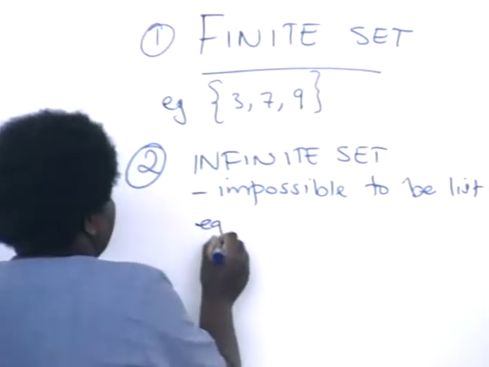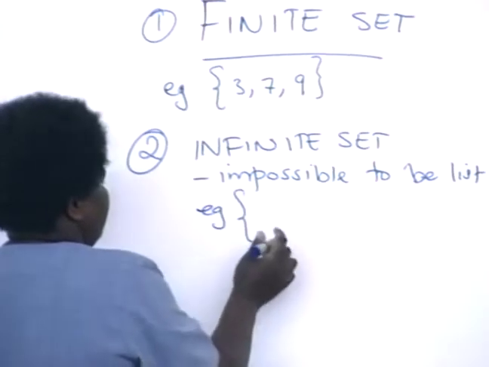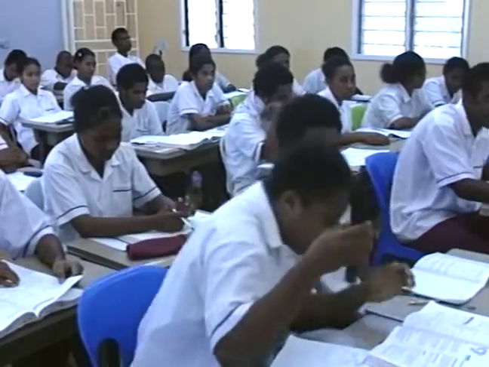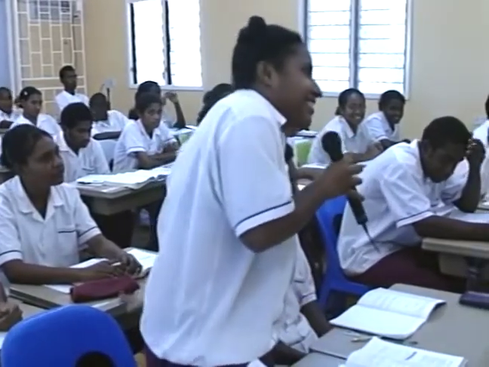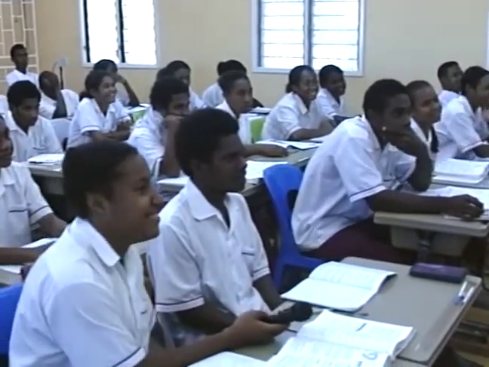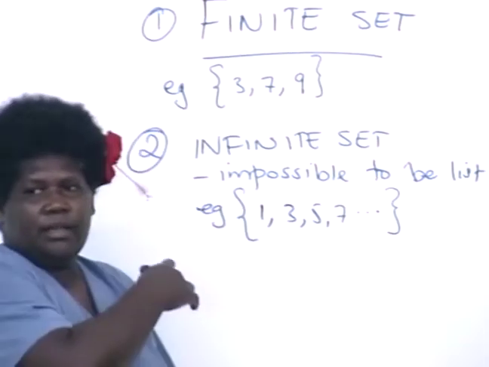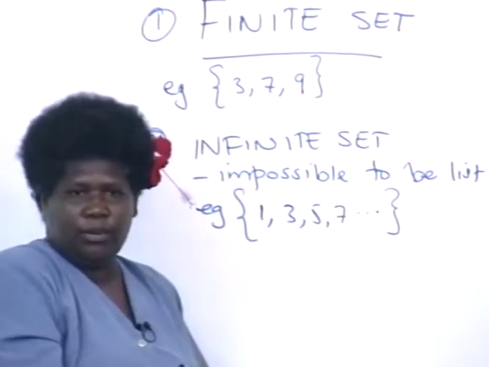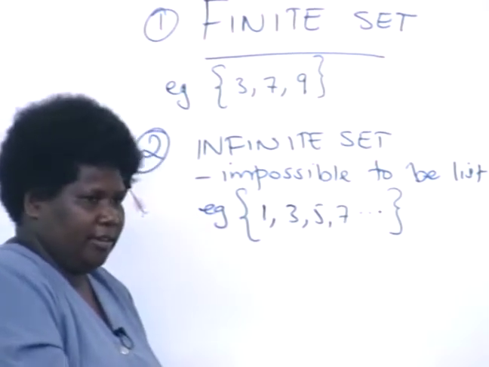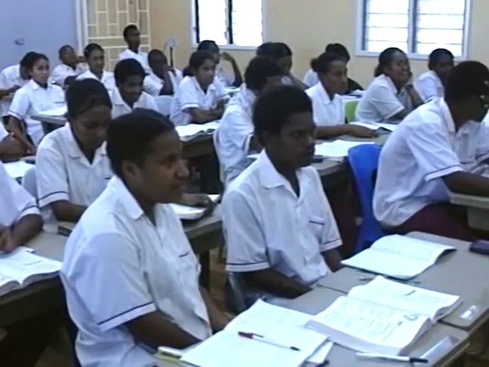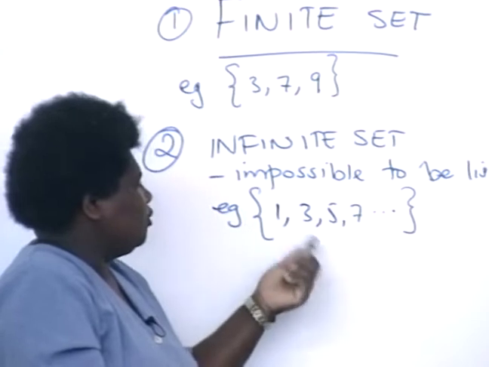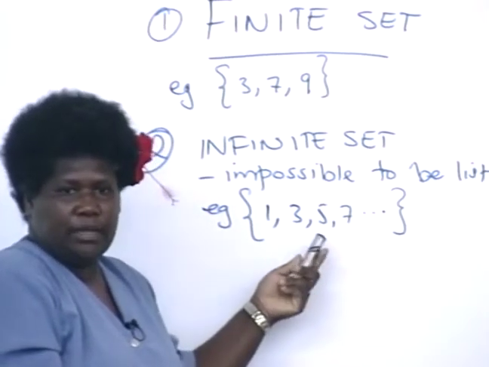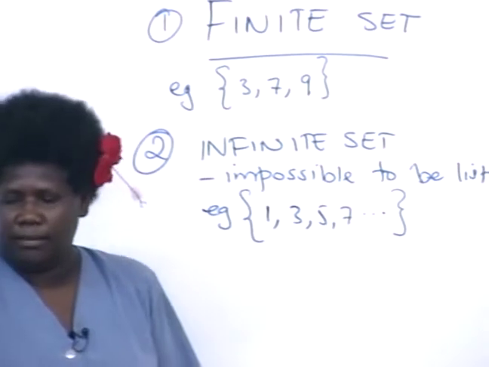Miriam? 1, 3, 5, 7, and so on. Okay, the 3 dots mean the set can be continued, or it goes on and on, or so on. You all know that from English. So it's impossible to list down all the members, all the elements, in this set.